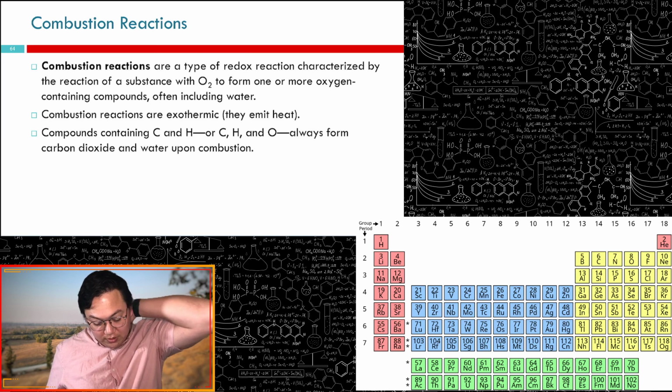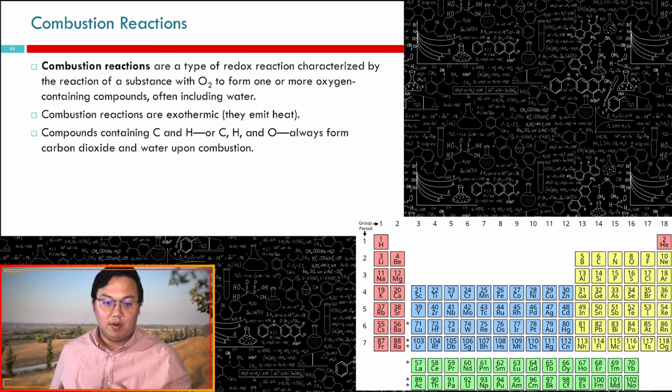So combustion reactions are a subtype of oxidation reduction, or redox, reactions, characterized by the reaction of a substance, again with elemental oxygen, one of our redox simple rules, to form one or more oxygen-containing compounds, often including water. Combustion reactions are exothermic. If you've burned things before, you know they're exothermic. And compounds containing carbon and hydrogen, or carbon, hydrogen, and oxygen, always form carbon dioxide and water upon combustion.